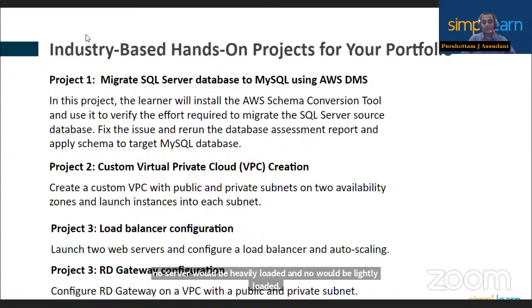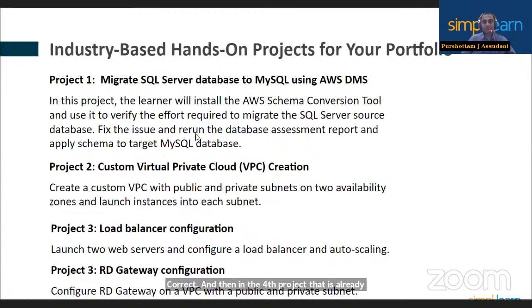And then the fourth project is RD gateway configuration. You can configure the RD gateway on a VPC with a public and private subnet. So that is something that we do in that project, correct?